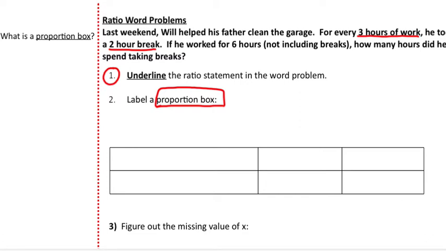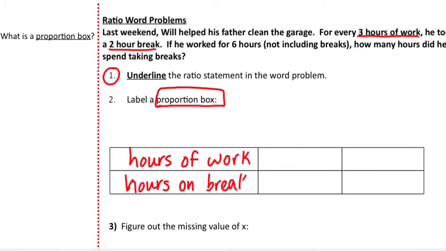So the first thing we want to do when we set up a proportion box is we need labels. And we've been working on that with ratios. What two things are you comparing? But specifically, what are the words? So if you go back to your ratio statement, that's one of the reasons why we underlined it. We're comparing hours of work to hours on break. So we're going to write that down. Hours of work to hours on break. This is an extremely important part to setting up these word problems. So you cannot skip this. You have to label it.